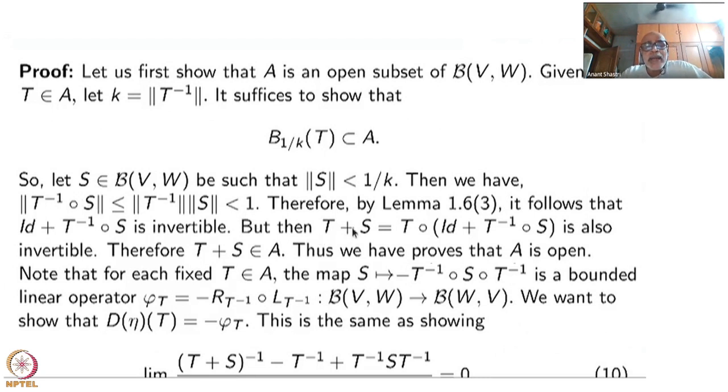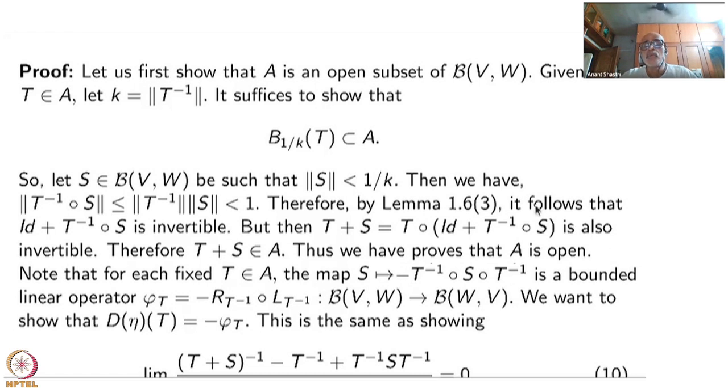But then you can write T plus S as T composite identity plus T inverse S, since T and T inverse cancel, leaving S. So T is invertible, T is a similarity, and this is invertible, so the composite is invertible. So T plus S is an element of A. These are the points inside this ball. Every element here looks like T plus S, where the norm of S is less than 1/k. That is the ball. So the whole ball is contained inside A. That's all. We have proved that A is open.